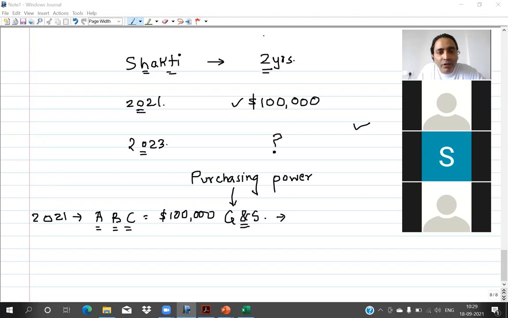Kya likha hai chat mein? Worth of money. Very good, Ruchi. Now, all of you don't write anything in the chat. Focus. Main jo bol raha hun, uspe pura focus karo.